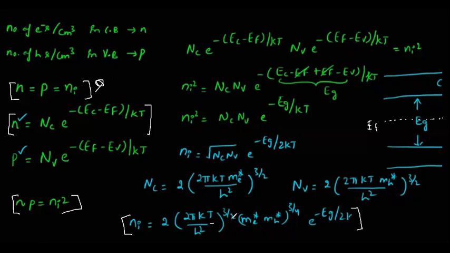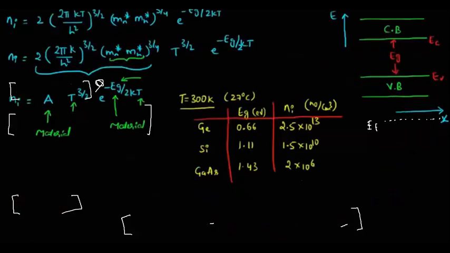It is T to the power 3 by 2, then some constant, and e to the power minus Eg by 2T. Eg is the difference between the conduction band and valence band. So I can say that the number of intrinsic charge carriers depends on three factors. Obviously, it depends on temperature, it depends on the material because this constant comes from the material, and it depends on the energy gap. This is what we need to know. That's it.